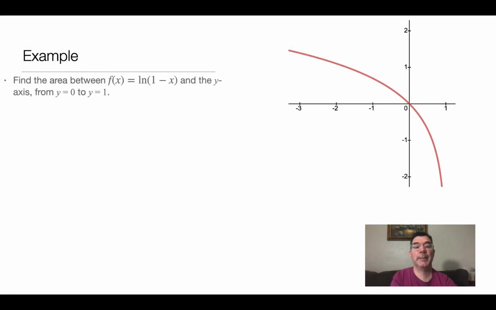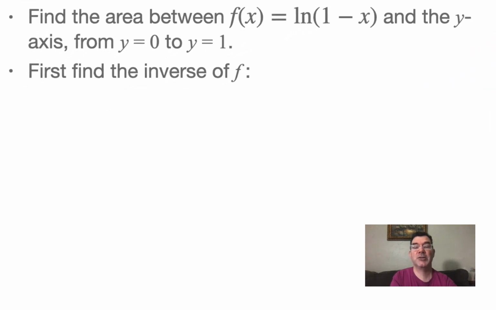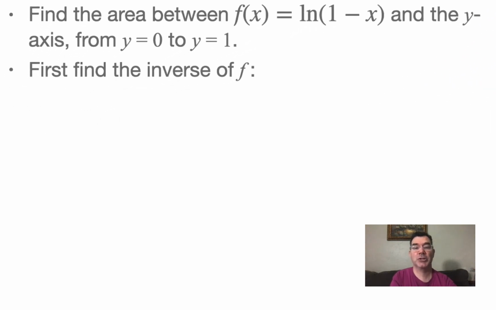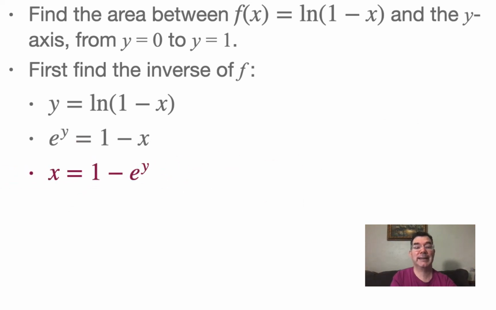Okay, here's another example. Let's suppose I have f of x equals the natural logarithm of 1 minus x, and the other boundary is going to be the y-axis, and I am evaluating from 0 to 1. I want the area from y equals 0 to y equals 1, and that is what's shaded in the picture. So first I need to find the inverse of my function, just like I did. So if y is the natural logarithm of 1 minus x, then e to the y is going to be 1 minus x, and I can solve that to get that x equals 1 minus e to the y.